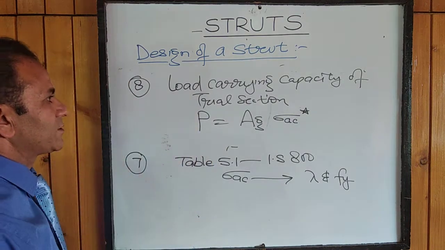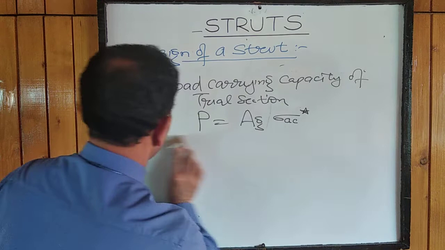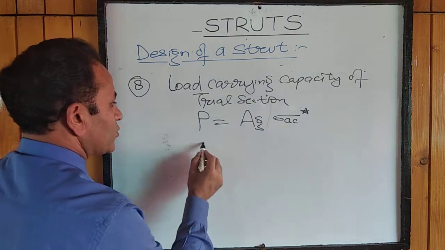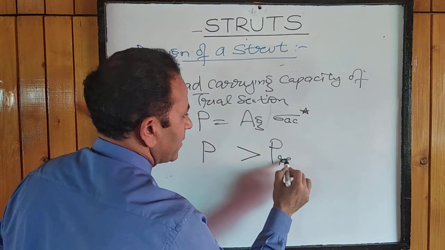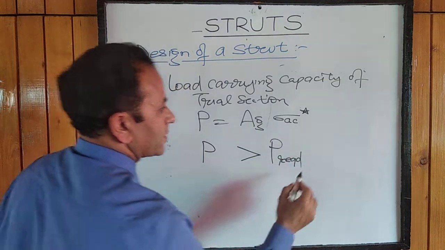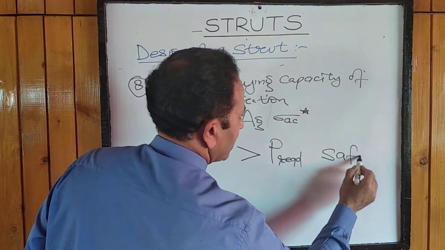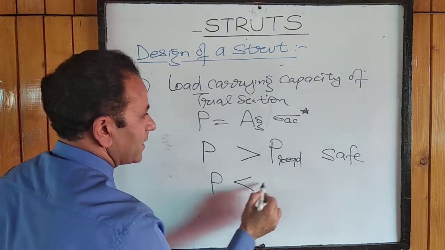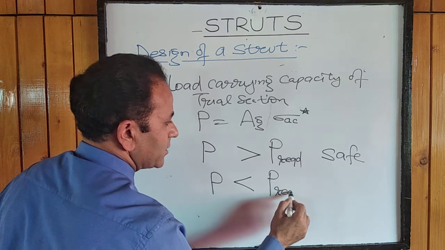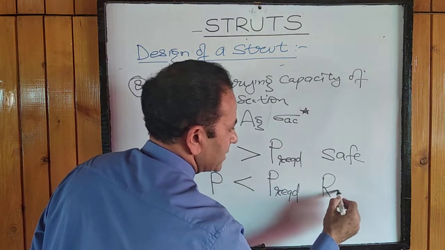So this will give us the load carrying capacity, and this load carrying capacity has to be more than the load required for the particular strut. Only then it is safe. If it is not so, if load carrying capacity is less than the required capacity of the strut, we will have to revise the member.